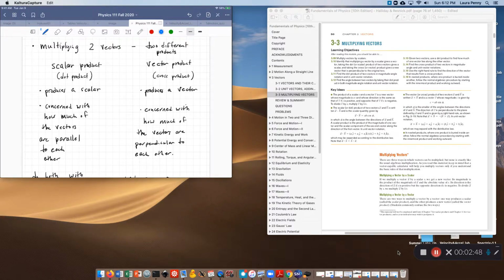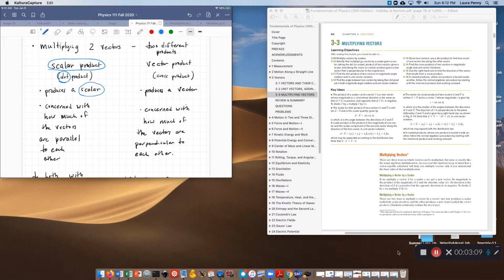One is called the scalar product, or more likely physicists call this the dot product. The scalar product produces a scalar. It does not produce a vector. You take two vectors, and instead of getting a vector out, you get a scalar out, something that does not have a direction. It only has a magnitude.